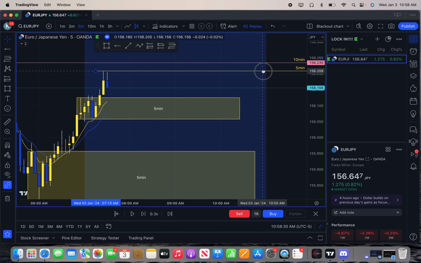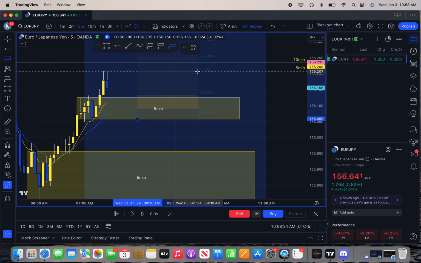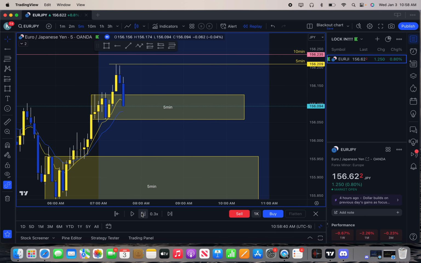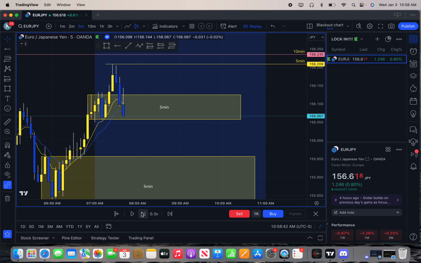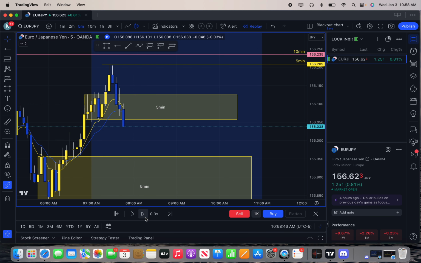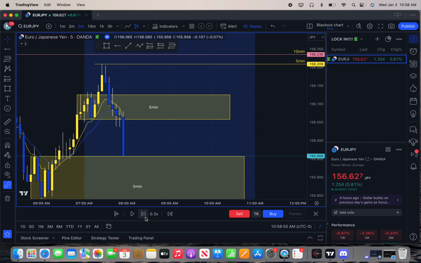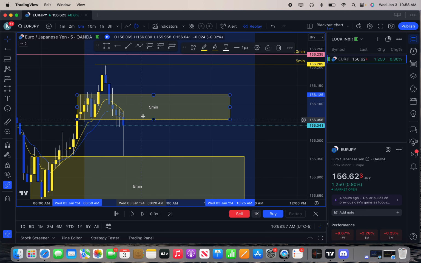Boom, price starts its retrace at the top of here. We need to check it, make sure it's at least 50%. It is at least 50%. So we're good with this zone. Let's see what happens. We get a test. We get another test. Get another test. Another test. Boom. Then price broke.